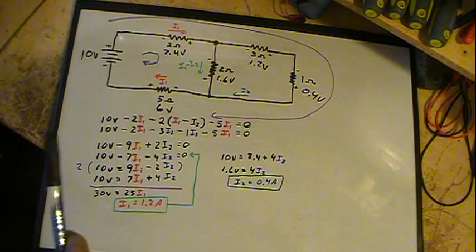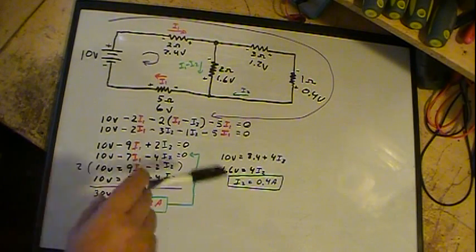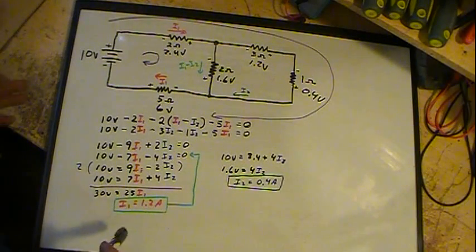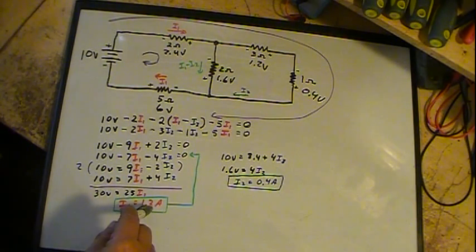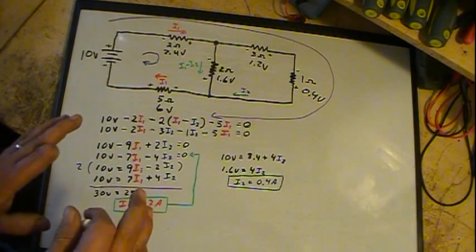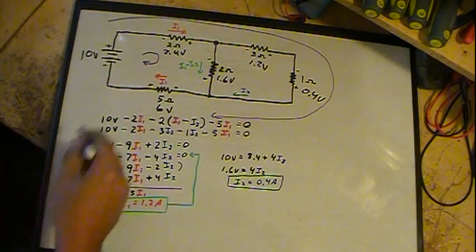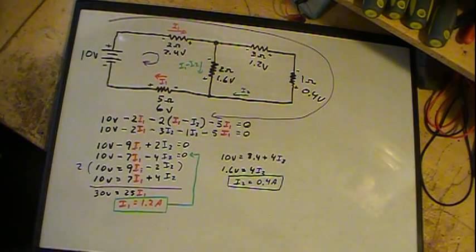Now if you do something like this, and I'll show that in another piece of work I did on paper, if you come out with a negative current, say I1 came out to negative 1.2 amps, all that means is it's the correct amount of current. The negative just means that the loop was drawn in the wrong direction. If I drew this loop this way instead of this way, it would have come out at negative 1.2.